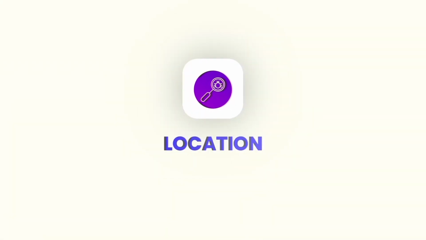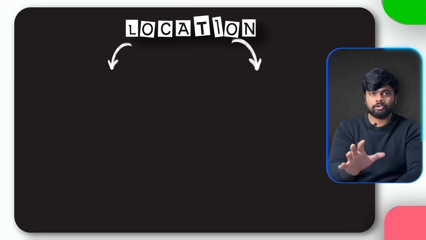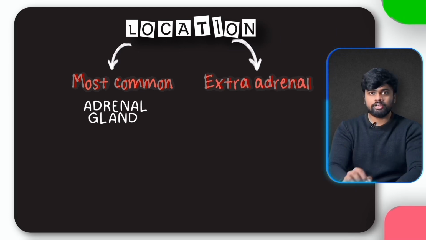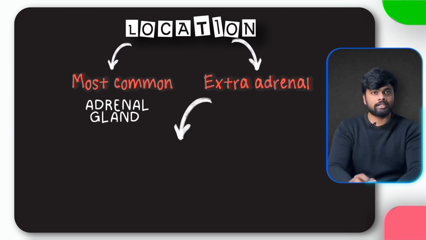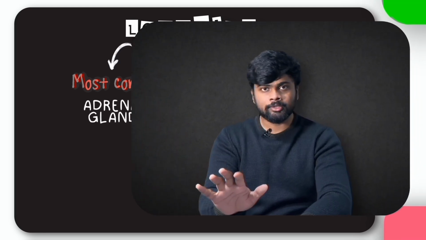Now, let's know about the location of these tumors. These tumors most commonly occur in the adrenal gland. They can also occur extraadrenally. If they are occurring extraadrenally, the most common area is the organ of Zuckerkandl. They can also occur in the ovary and urinary bladder.